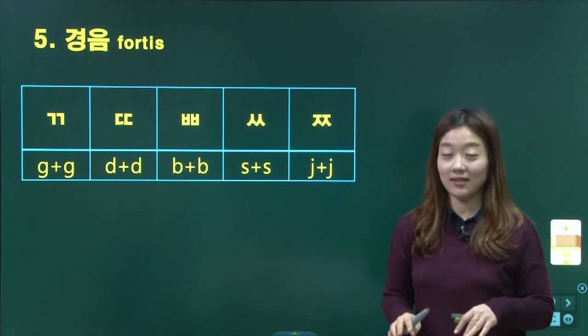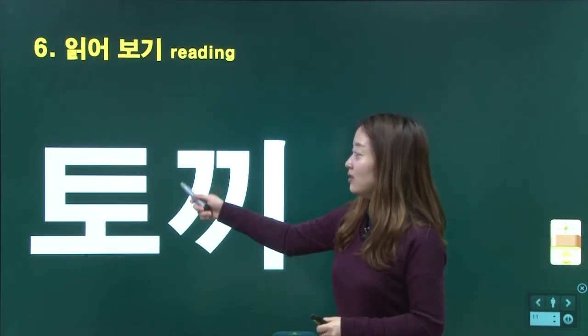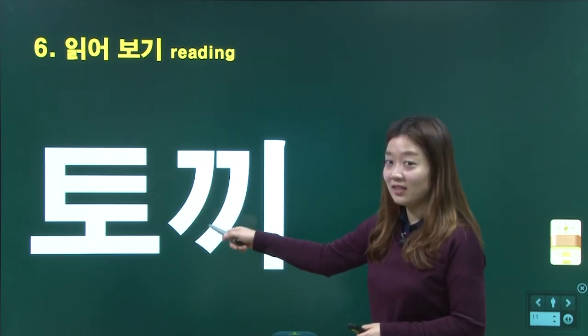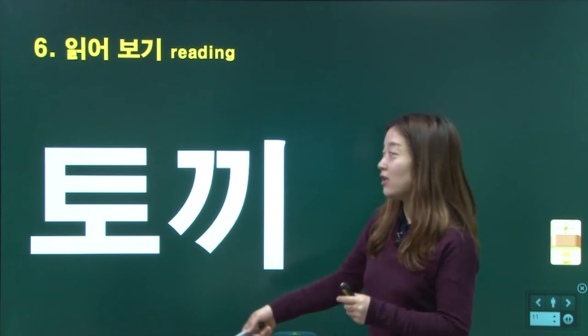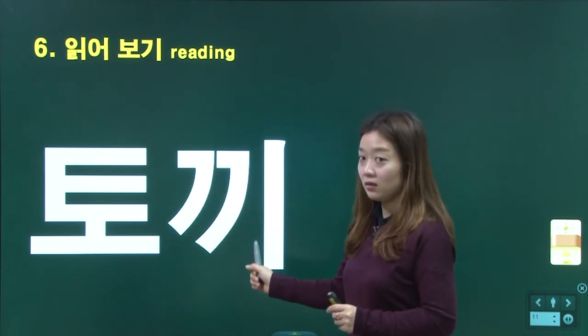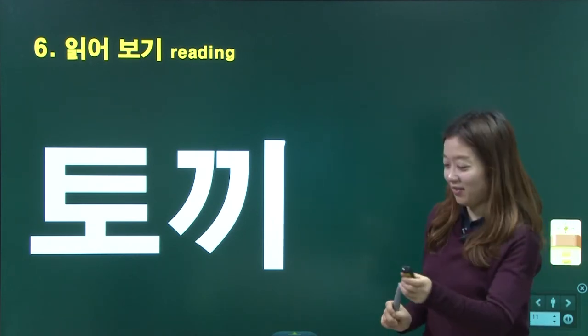All right. Not that difficult, right? Let's read. Here I go. T, O, G, E. How can you read? Toki. Toki means rabbit. Okay, rabbit.